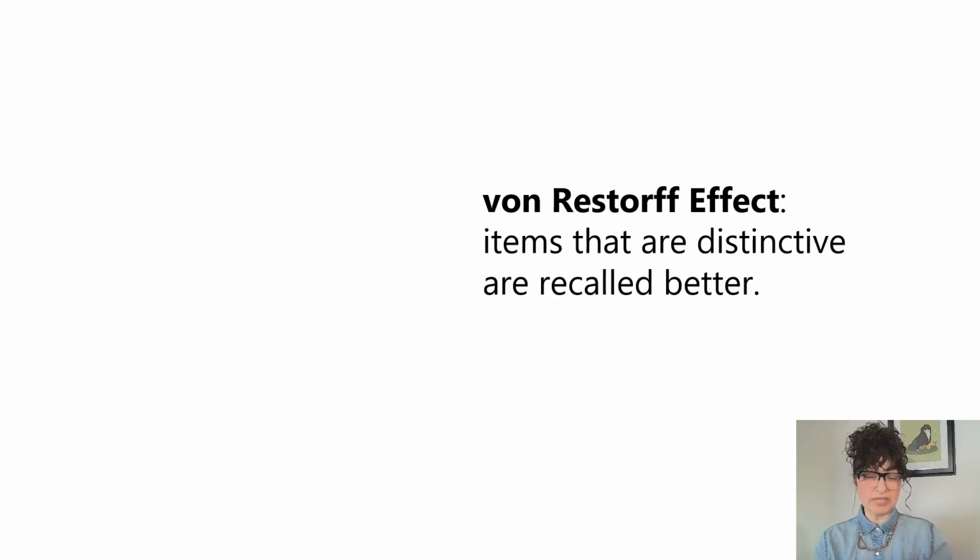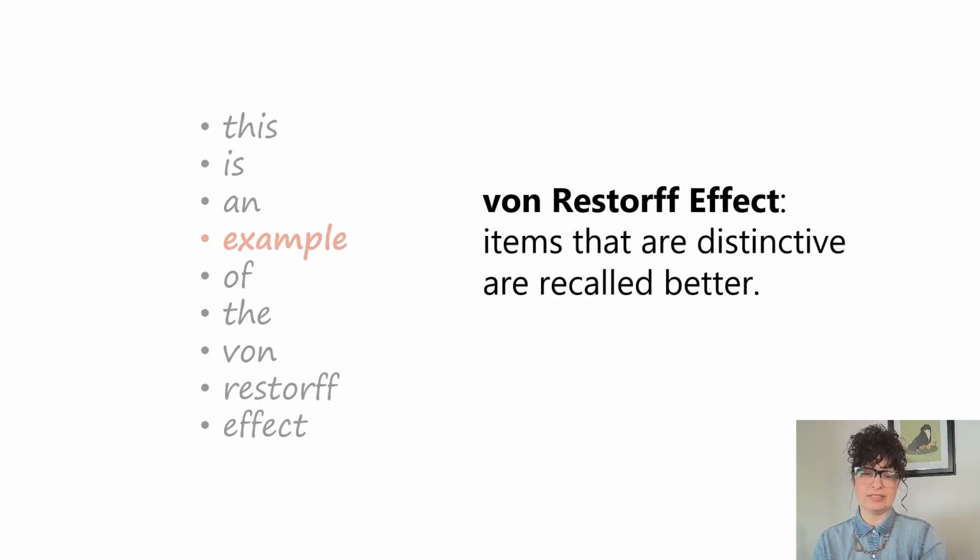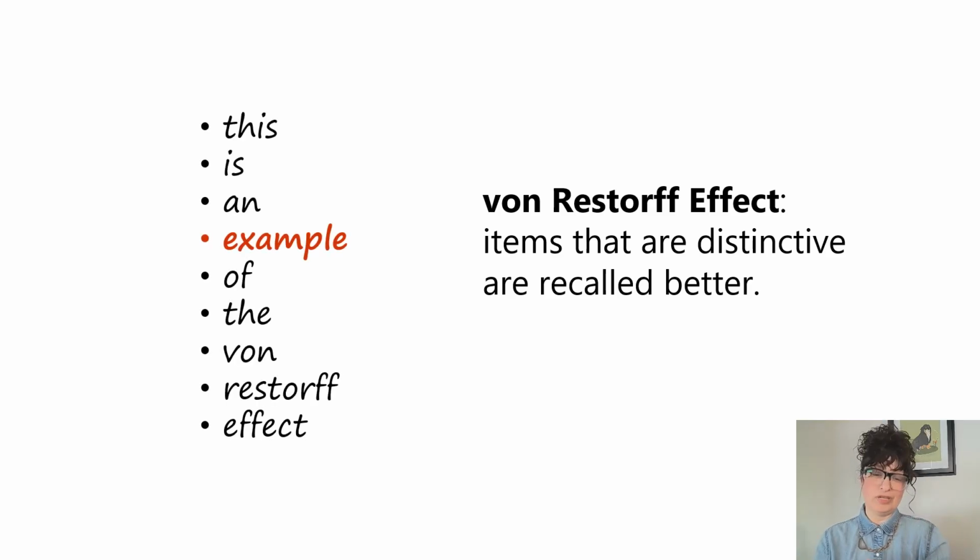But the von Restorff effect is not just about these sort of high level versions of distinctiveness. You can see the von Restorff effect in very simple cases. This is an example of the von Restorff effect. If I break this out and treat this sentence as if it's a list, you're going to remember the word example better than any of the other words because here it's written in bold and red compared to all of the other unbolded and black letters.